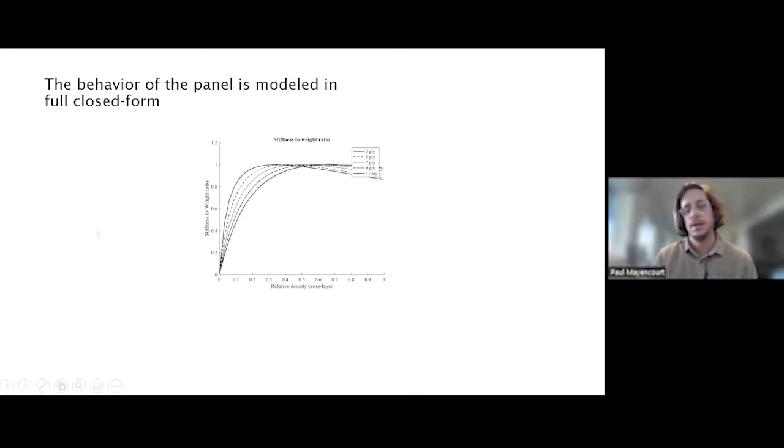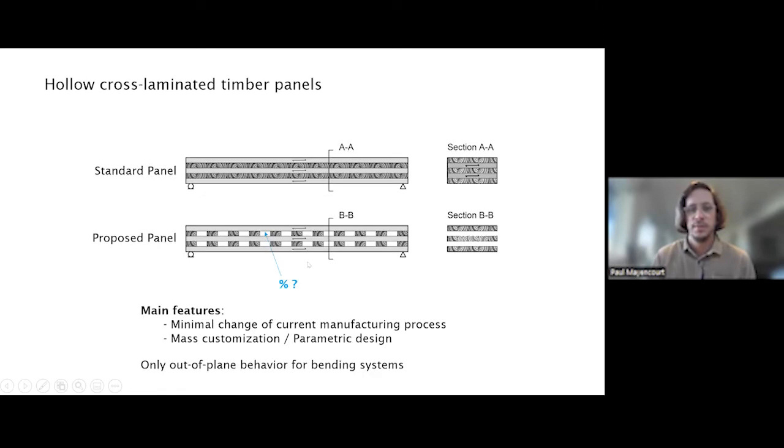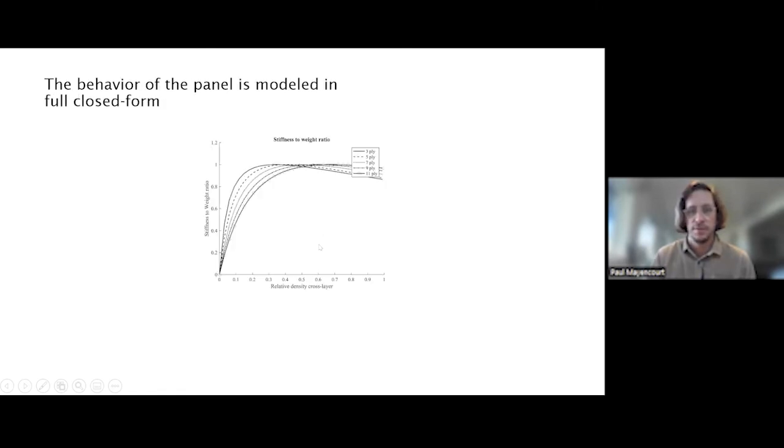And at the bottom axis, you have from 0 to 1 is the relative density of the cross layer. So 1 would be a full panel, and 0 would be a panel that has all the cross layers removed. And 50 would be this image here where every other element is removed. So this is the variations of how much we remove in the cross layers, and this axis here is the stiffness to weight ratio. So how stiff it is compared to its weight.